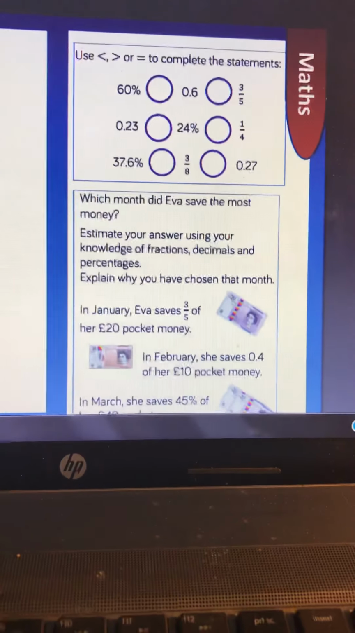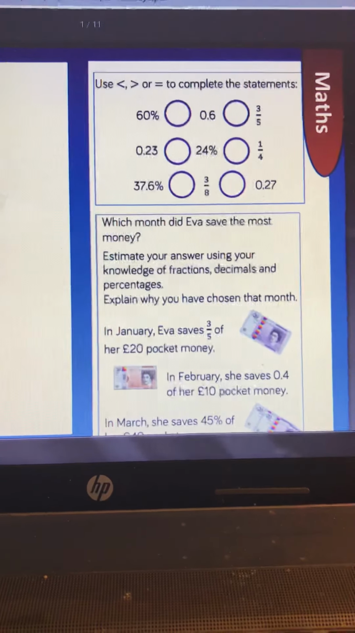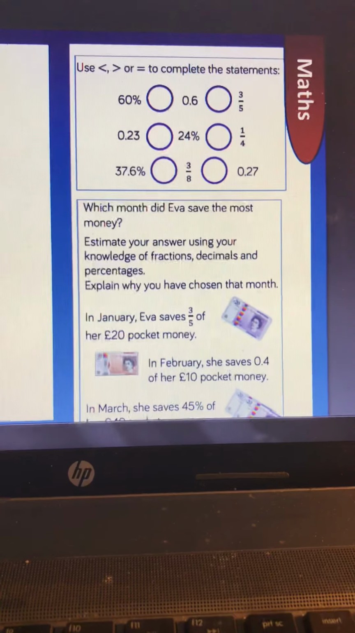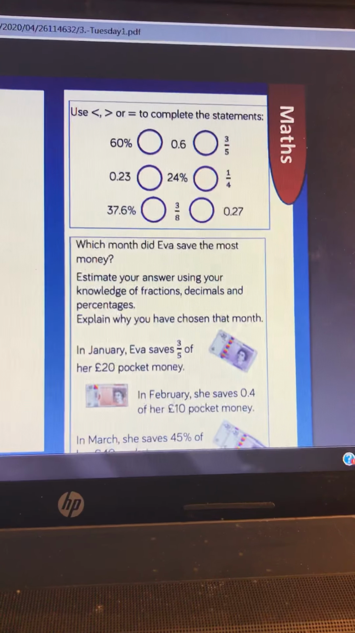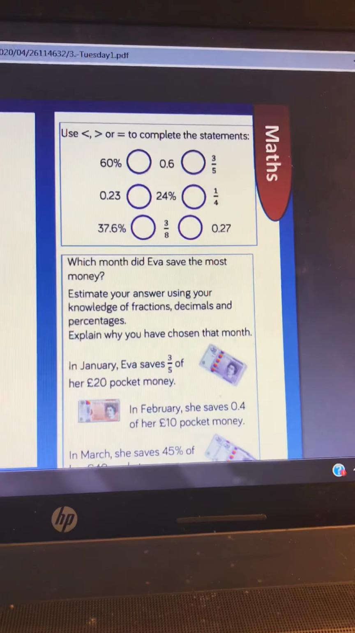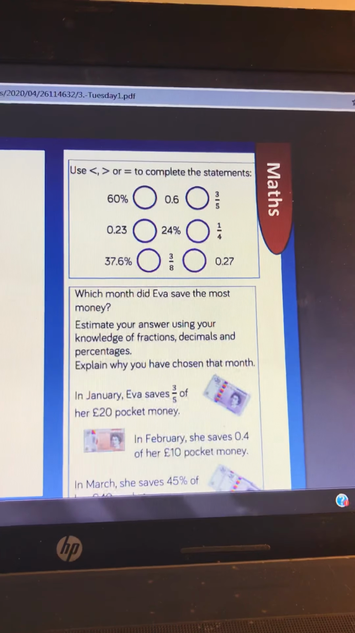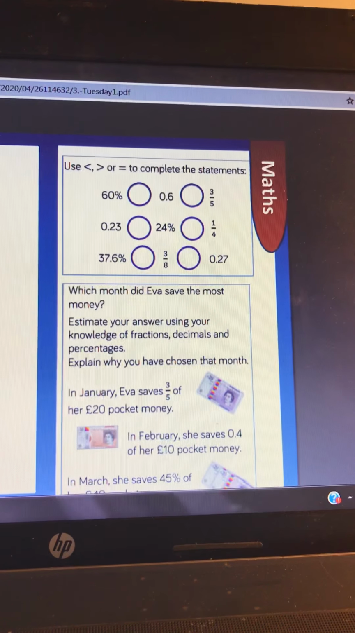Hello again. Let's have a look at the reasoning on today, Tuesday the 28th of April, which is all about fractions, decimals and percentages. First off, we need to compare a given fraction, decimal and percentage using less than, greater than or equal to. And first off, we've got 60%, 0.6 and 3/5.